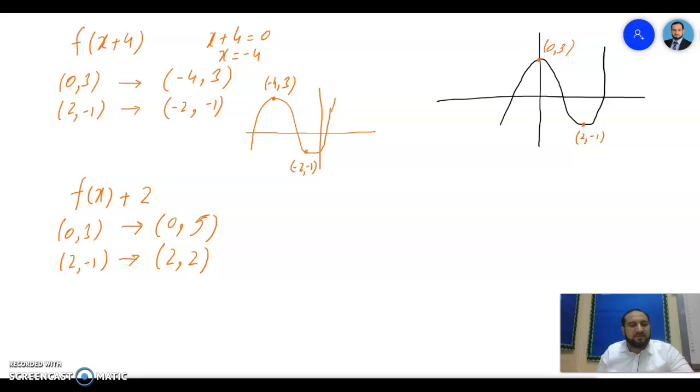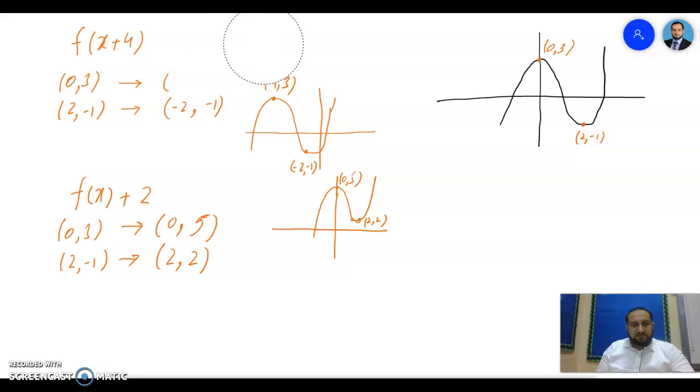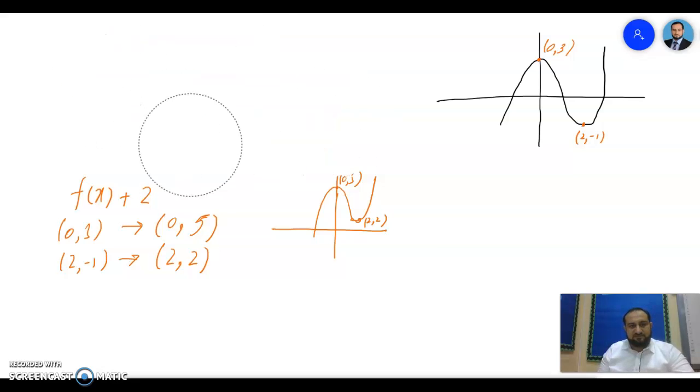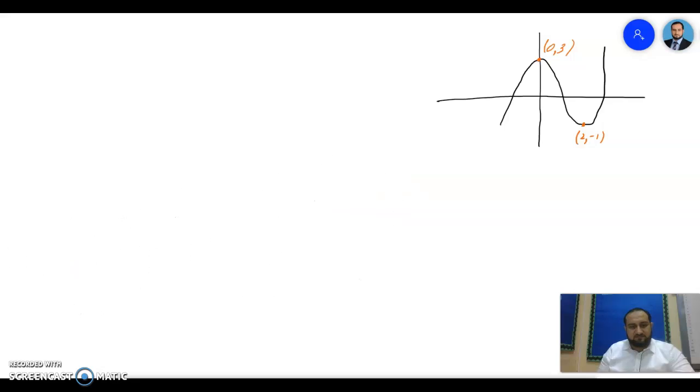So this will be here at +1. Now similarly, if we wish to draw this one, this is (0, 5) somewhere here, and this will be at (2, 1). Okay, so these are horizontal translation and vertical translation.